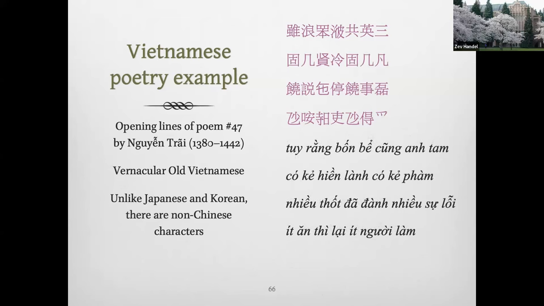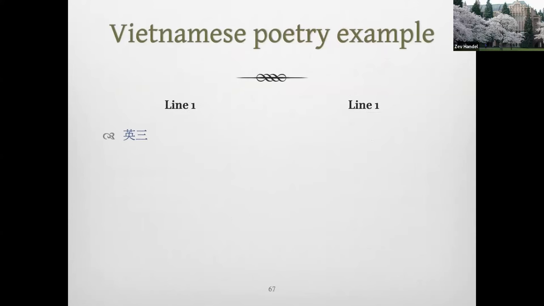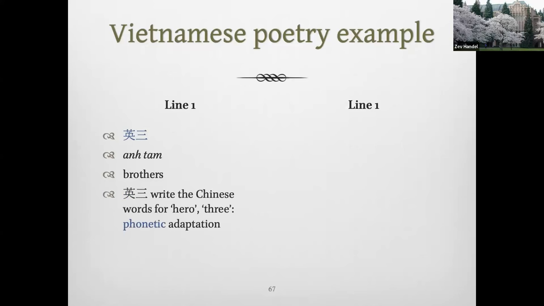I'm going to skip this. I actually don't know enough Vietnamese to read this well anyway, but we'll move on just for time. In line one, these two Chinese characters are used to write the word anh em, meaning brothers. In Chinese, they write morphemes that mean hero and three, but those meanings are irrelevant here. Their pronunciation, the Vietnamese accented pronunciation of the Chinese, matches the pronunciation of the Vietnamese word for brothers. So they're used for their sound value only.